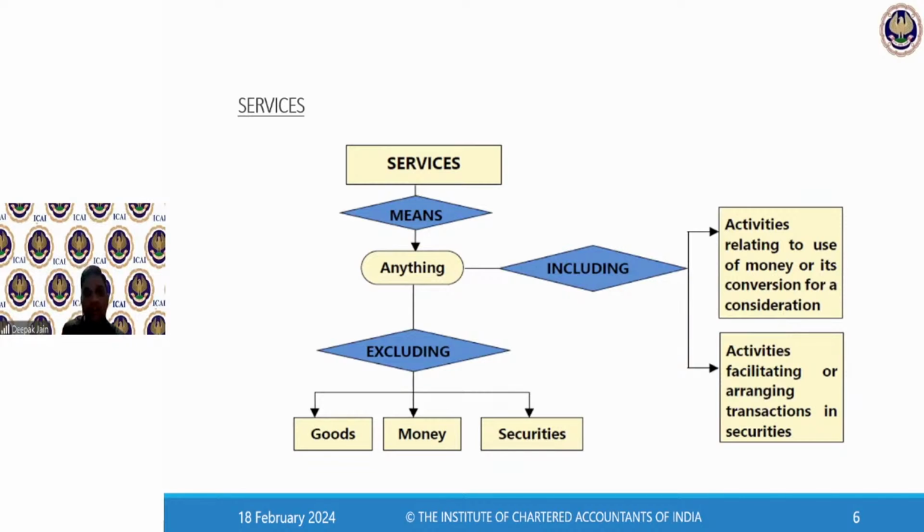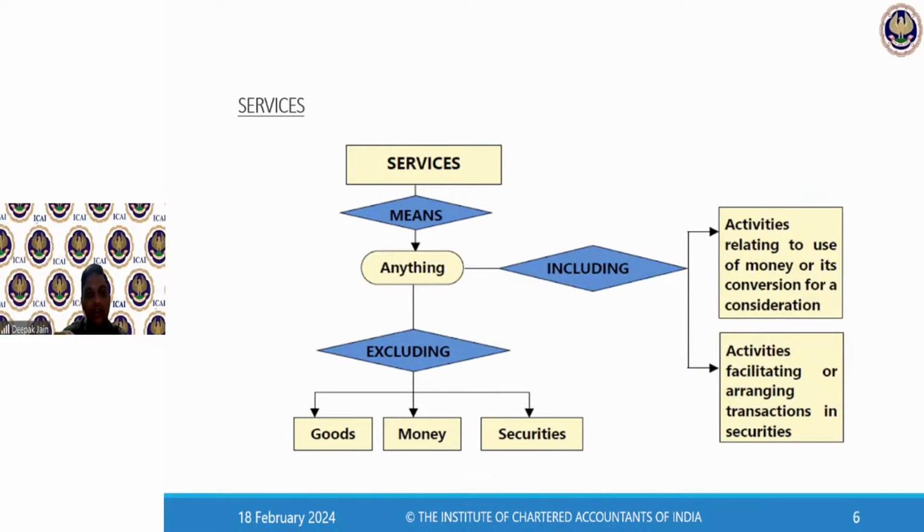Second point is goods is defined, and services is defined as an exclusion to exclude anything other than goods. So whatever transactions you do, it will all get covered under services, and it specifically includes two things. Since they have said money is excluded, but the activities relating to use of money or its conversion for a consideration, wherein I am doing an activity and getting money, that activity will be taxable. Now I am doing a supply of goods. I am selling mobiles. In exchange of that, I am getting money. So the activity is getting taxed.